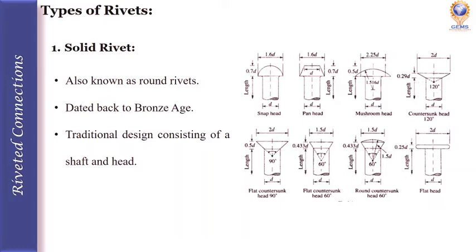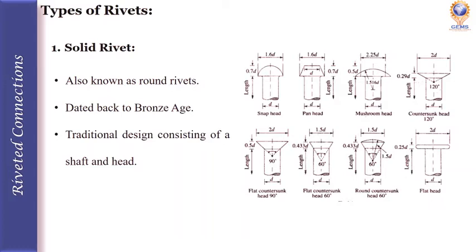To install a solid rivet, manufacturers use a pressing tool that causes the shaft to deform and expand after being driven into the product or workpiece.